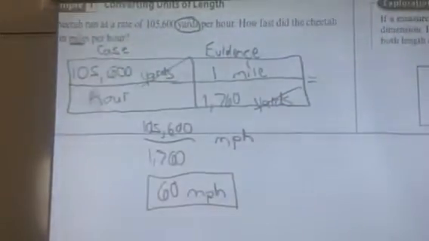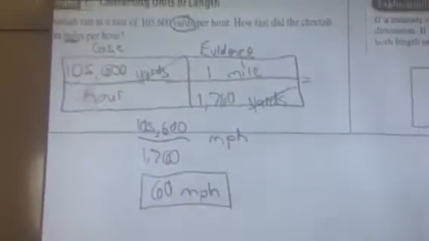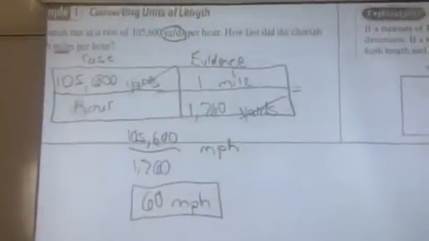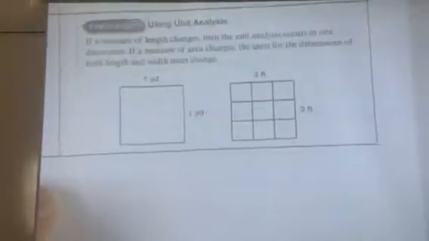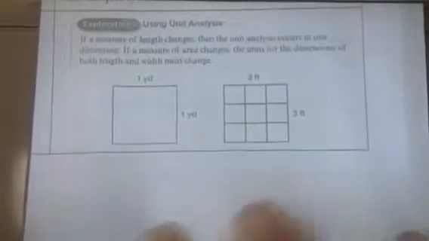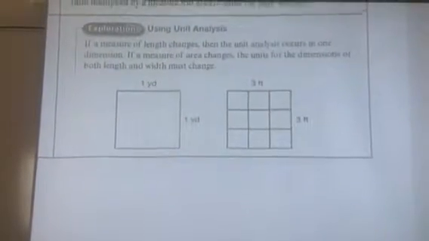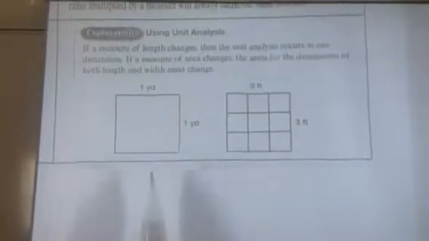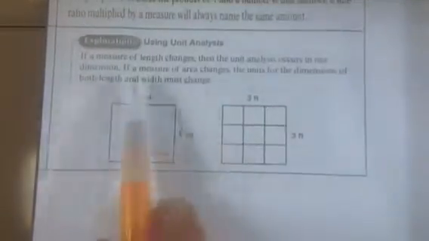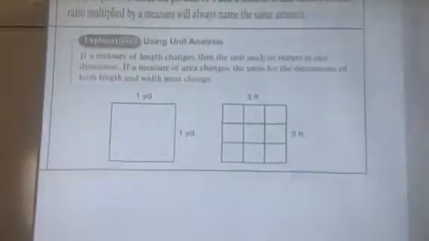Okay? So we're going to do several of these problems. So if that sort of confused you, we've got several that we'll look at today. So let's look at when we start talking about unit analysis, not just in terms of yards per hour, but when we start talking about it in terms of area and volume. Okay? What we realize is that if the measure of the length changes, then the unit analysis occurs in one dimension, like right here. Okay?